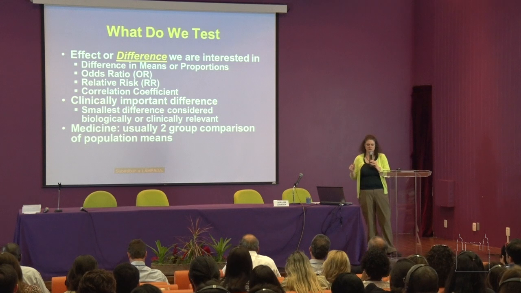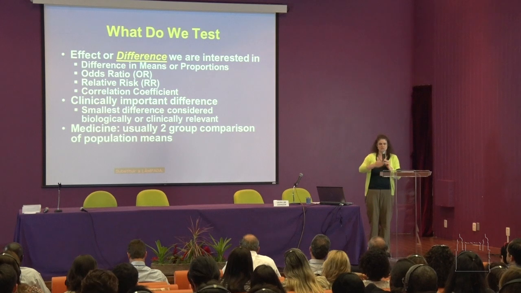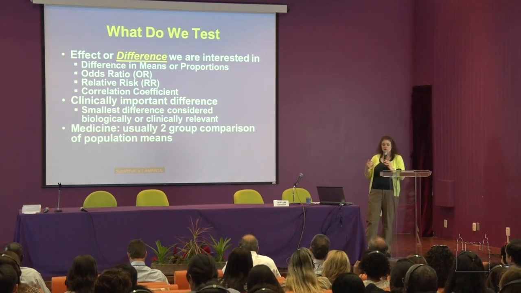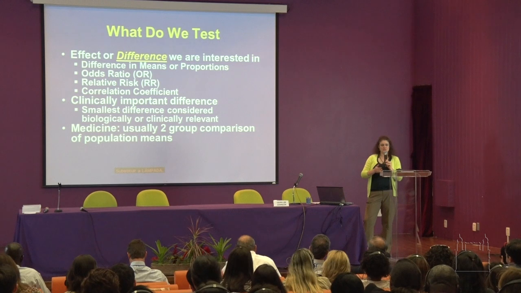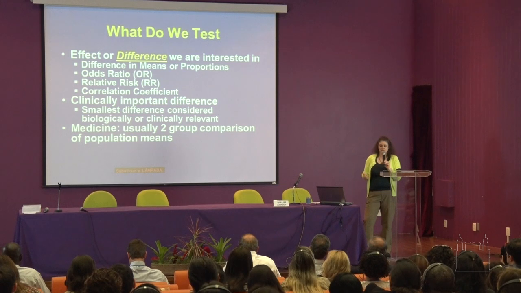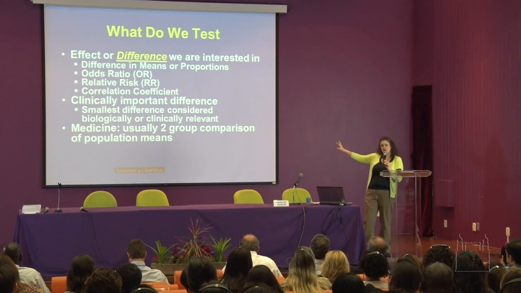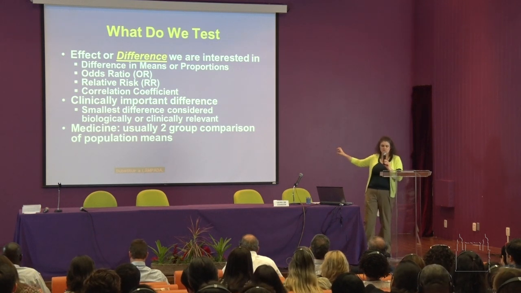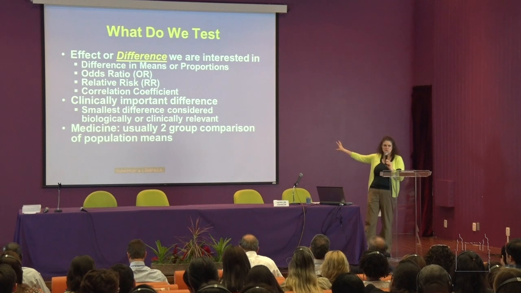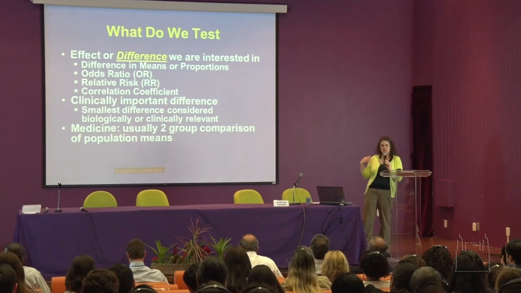A few of the common ones: the difference in the mean. So in my low birth weight example, I'm looking at the difference between mean birth weights. Or in proportions, I may want to look at the difference in the proportion of infants who are born with macrosomia, yes, no. I may also look at other elements. I could look at medians. I could look at a lot of different things. But your common ones are means and proportions. We also commonly look at something called an odds ratio or relative risk. And we're going to talk more about those later today, I'm guessing, and then also later in the week.